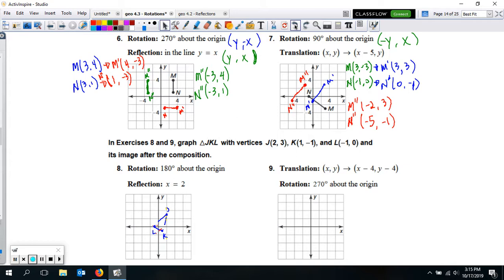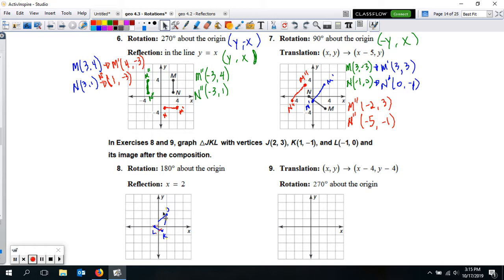So 2, 3 for J. So 2 and then up 3 for J, 1 and -1 for K down here in the fourth, and then -1, 0 right up there on the x-axis, and then you can connect the dots to make your triangle. I'll be completing this triangle in a minute here because I had erased a few things.